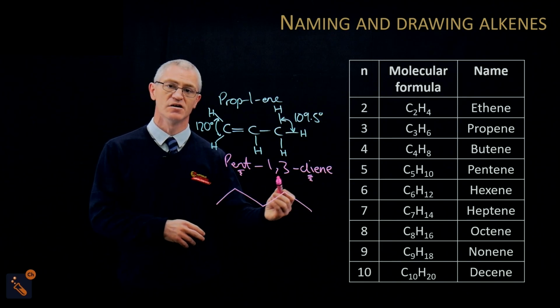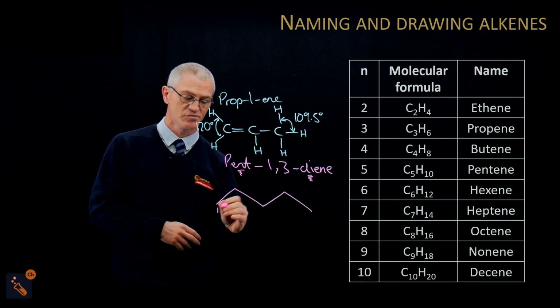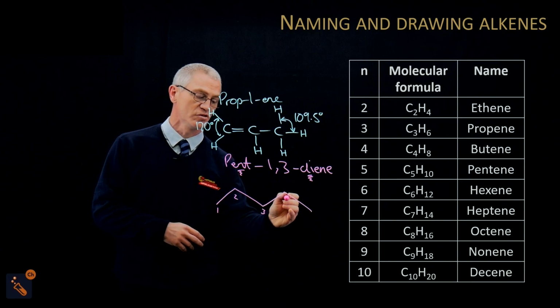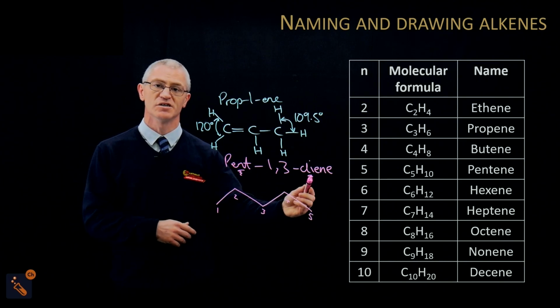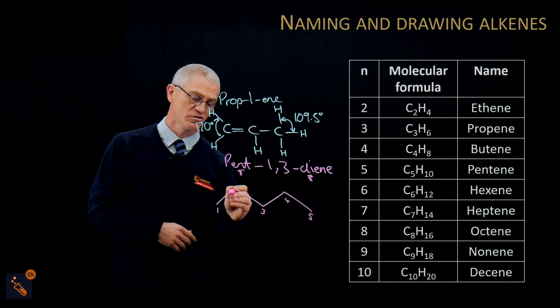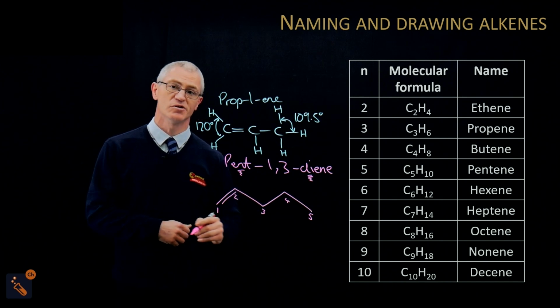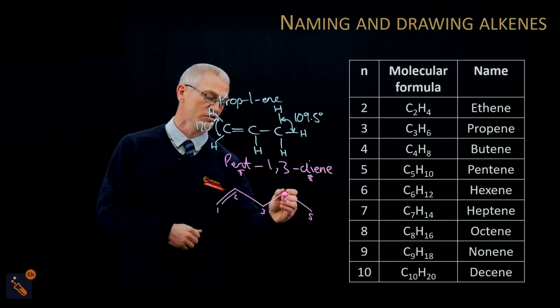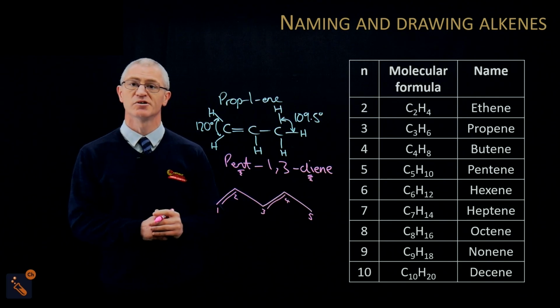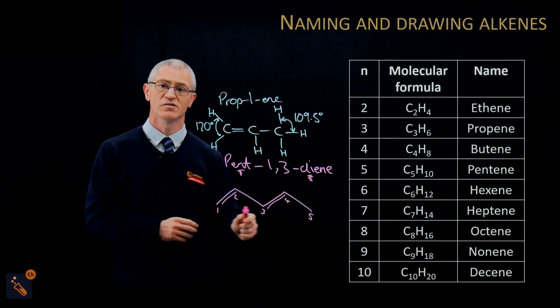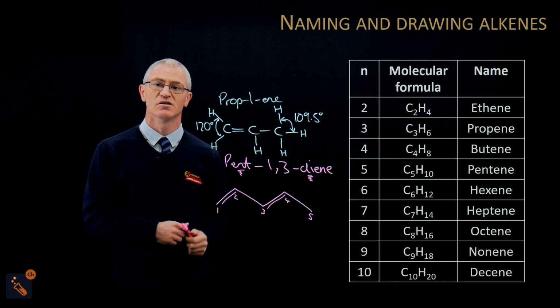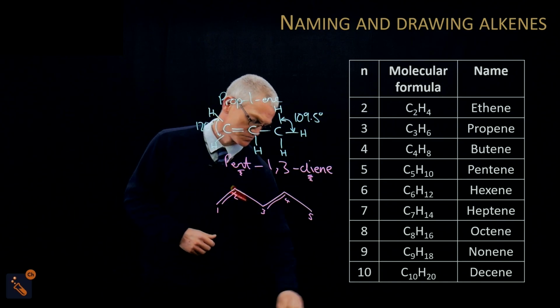Then you've got 1 and 3, so let's count where 1 and 3 are. 1, 2, 3, 4, 5. Then 1 and 3 are where the enes are. So there's 1 double bond, and then there's 3, which is your second double bond. So we've now got pent-1,3-diene. There are 2 double bonds right there.